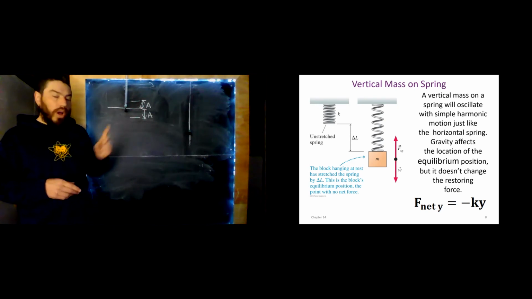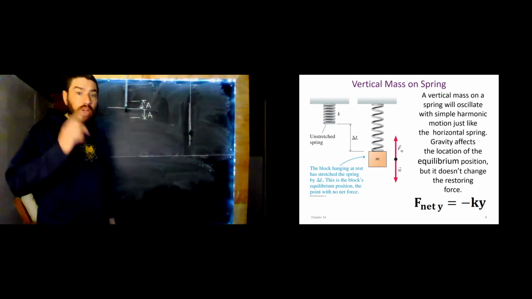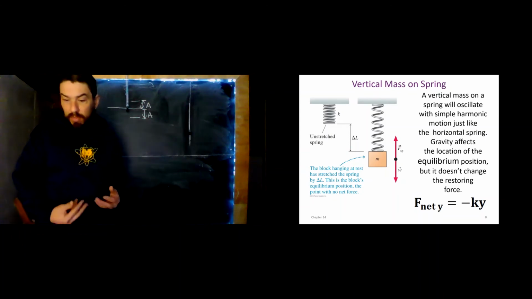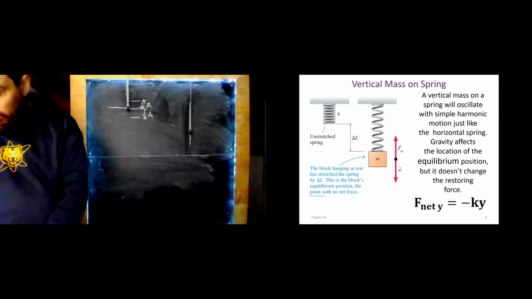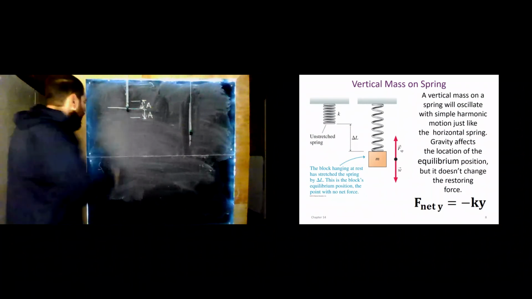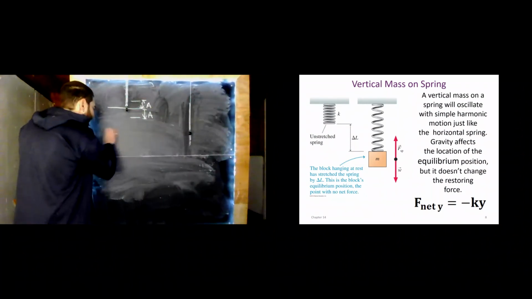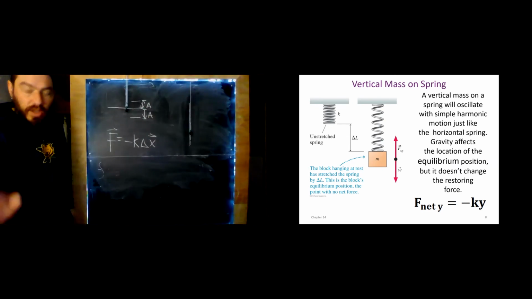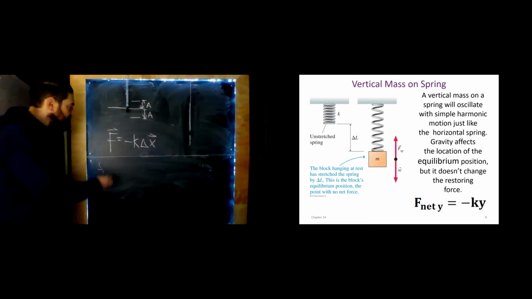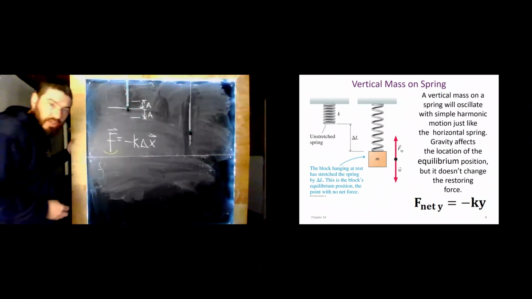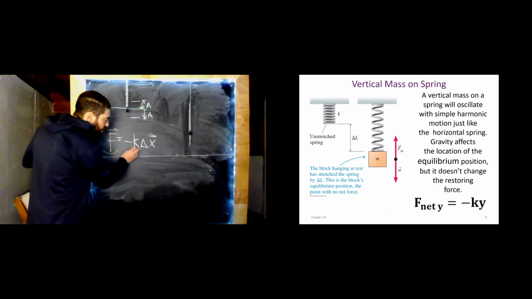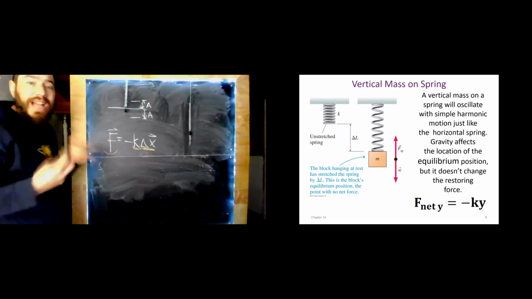Now, for the mass on the spring, recall that the force of a spring is always proportional to the displacement. Remember Hooke's law: F equals negative k times delta x. So what does this equation say? It says that there is a force on an object hooked to a spring, and that force is proportional to the displacement of the spring. In other words, the stretch of the spring.